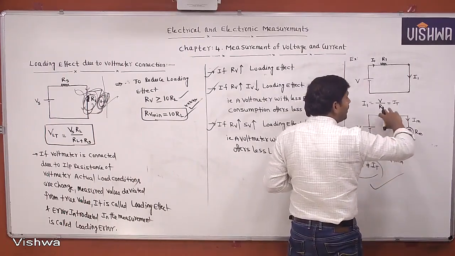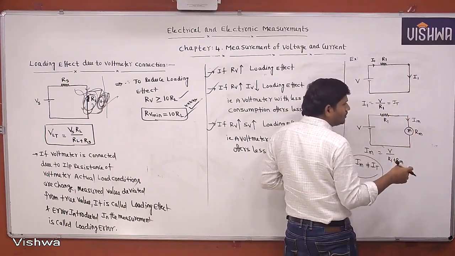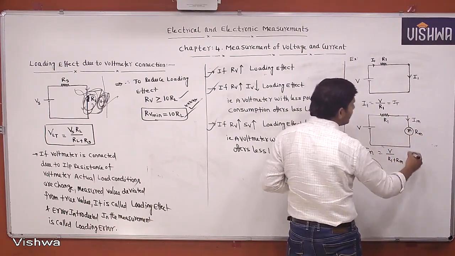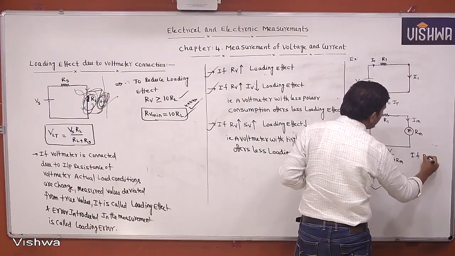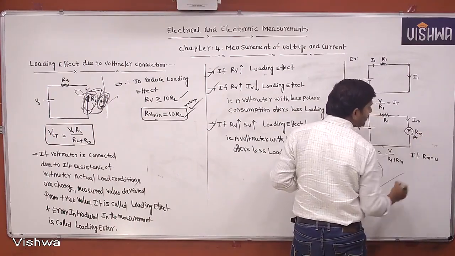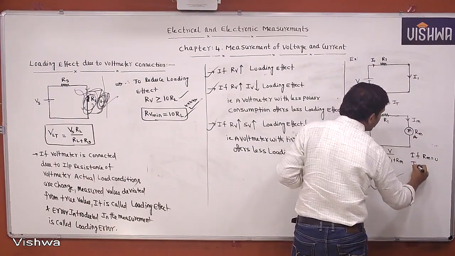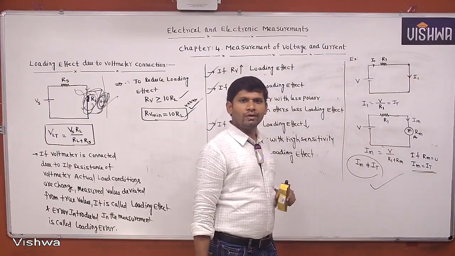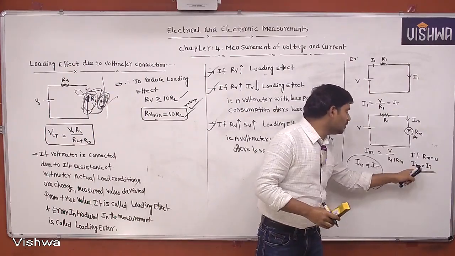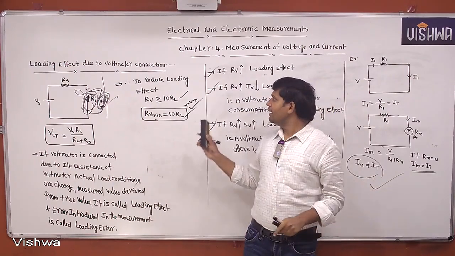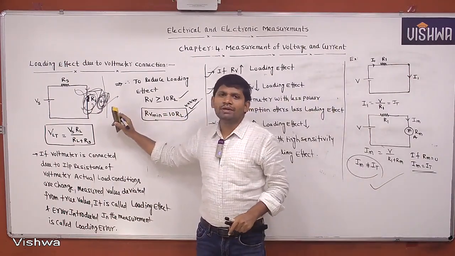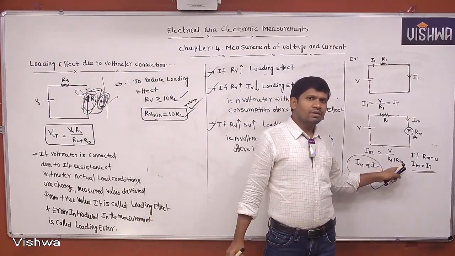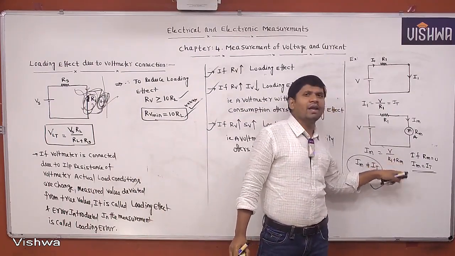But the point to remember: to make the error due to the ammeter 0, Rm must be 0. If the meter resistance equals 0, then the measured value equals the true value, no? Similarly, for a voltmeter, if the input resistance of the voltmeter is infinity, then the measured value equals the true value. But here, if the meter resistance is 0, the measured value equals the true value.